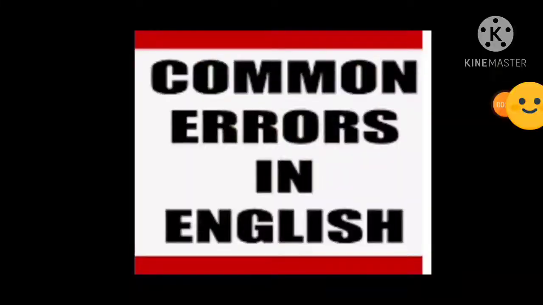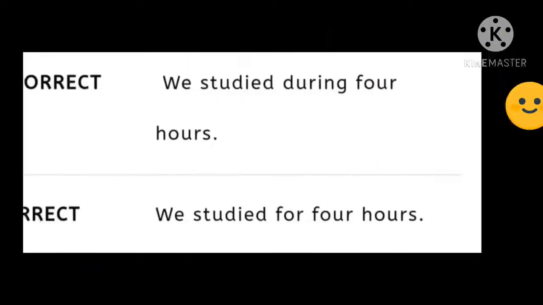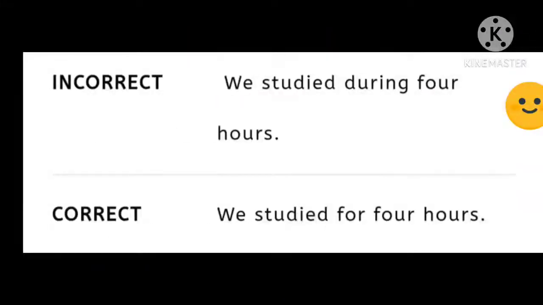Okay, let us start the topic now. Common errors in English. "We studied during 4 hours" and the correction is "We studied for 4 hours." So here 4 hours indicates a period of time. During is not suitable. Before period of time phrases such as 4 hours, 2 weeks, 2 years, 10 months, we have to use for.